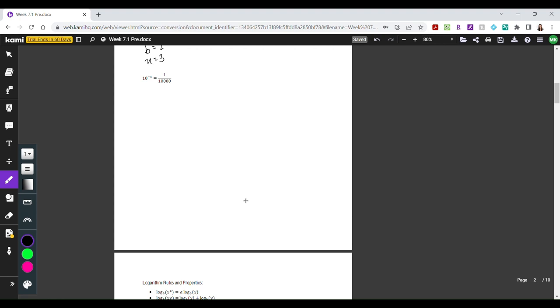We have a negative exponent and a fraction on the other side, but no worries, we're going to do it like usual. We have b to the power of x equals y, and when we write it in logarithmic form, we again want log base b of y equals x. Listing out the things, my y is going to be 1 over 10,000, my b is going to be 10, and my x is going to be negative 4. Therefore, in logarithmic form, I get log base 10 of 1 over 10,000 equals negative 4. And that'll be it.